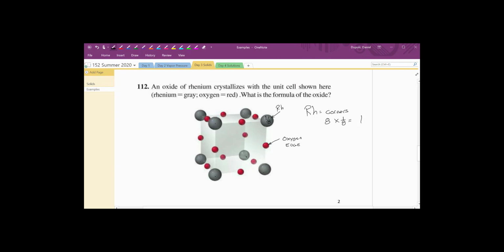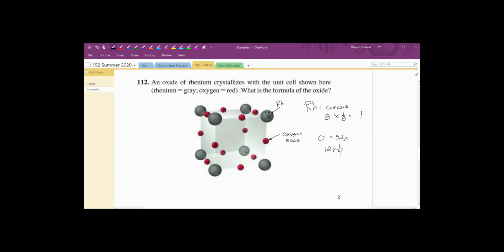Right? It's on the edge. And so the edge, O, that would be 1/4. And how many do we have? I have 1, 2, 3, 4, 5, 6, 7, 8, 9, 10, 11, 12. So 12 times 1/4 will be 3, right? 12 divided by 4 is 3. So my formula will be ReO3. And that's it. That's all we want with that.